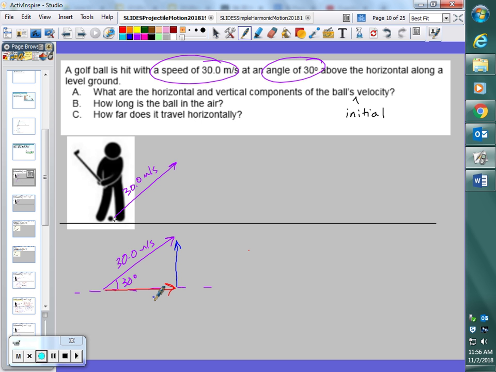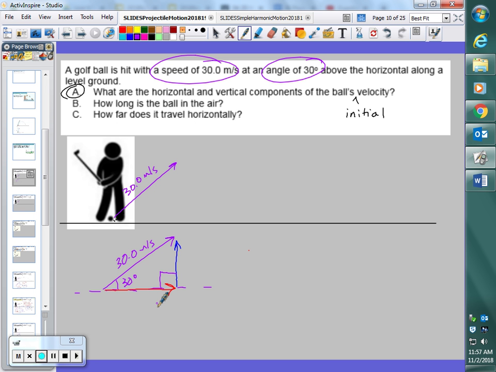So for part A of this problem, where it says, what are the horizontal and vertical components of the ball's initial velocity? What we're saying is, I want you to take this purple triangle and find the 2 other sides. Find the red side and find the blue side. Okay? So using our trig identities, we can figure out the 2 sides of that triangle because we know one side, we know one angle, and if red is horizontal and blue is vertical, that has to be a right angle.